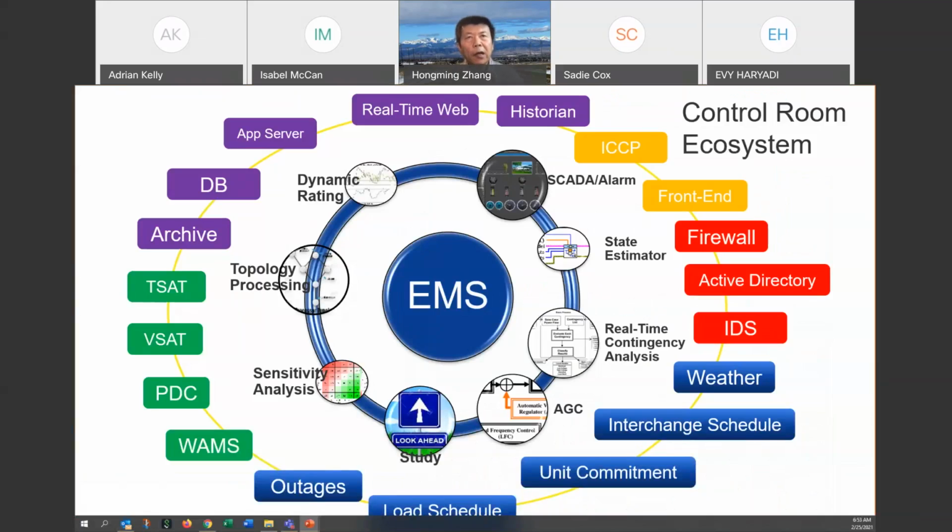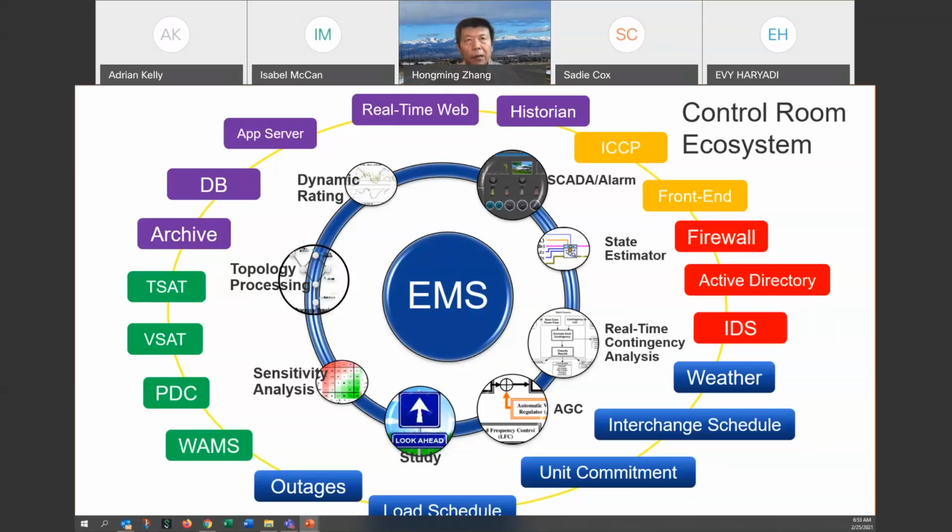So here's a challenge we see. Before I joined NREL, I worked in the industry in different control centers for about 13 years. Basically, you can see that right now the EMS has a lot of advanced applications, and beyond that, you can see the core applications: estimation, analysis, and study tools. All of those support the control room function.